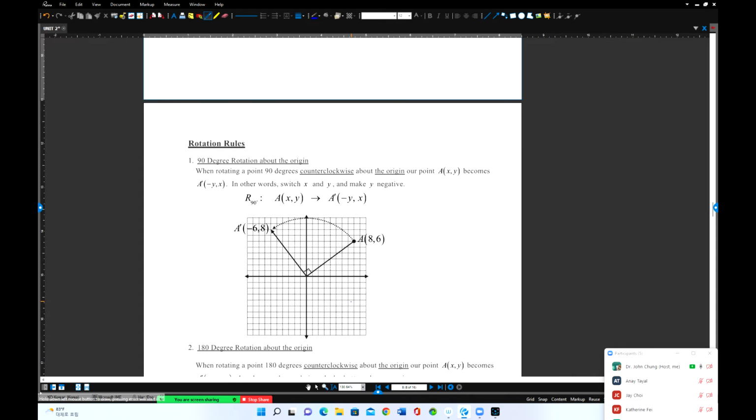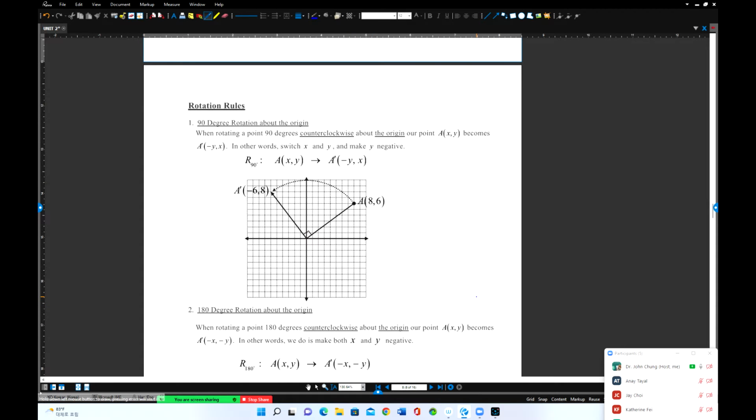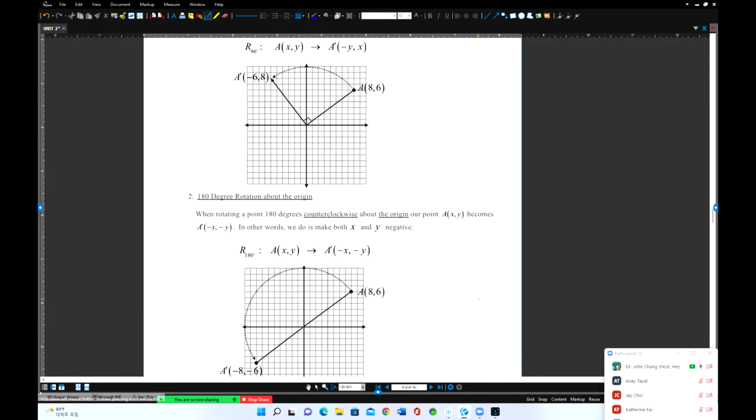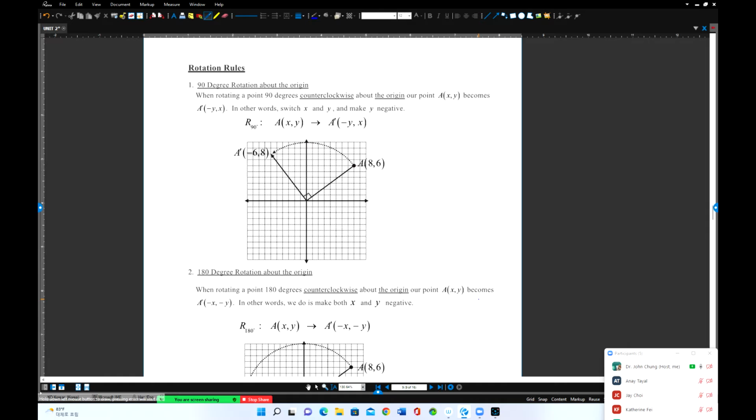The first one, rotation rules. As I told you, 90 degrees, 180 degrees, 270 degrees. On the geometry plane, what happens to the coordinates? That's our goal today. When you have a 90 degree rotation, we have a pre-image, the original point at 8 and 6.